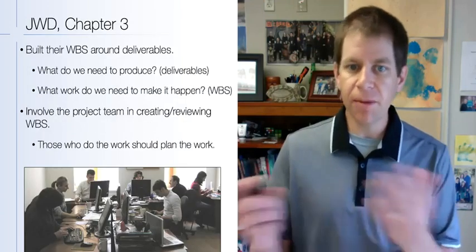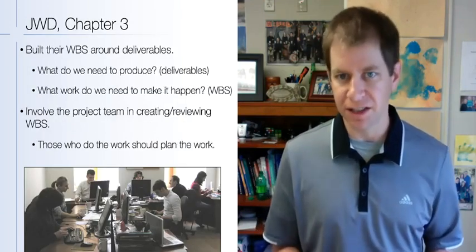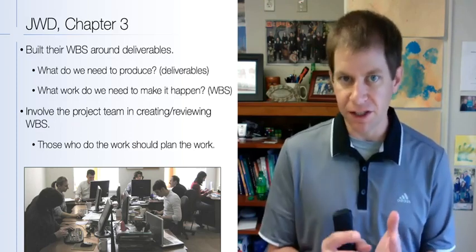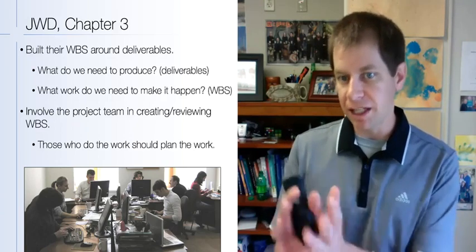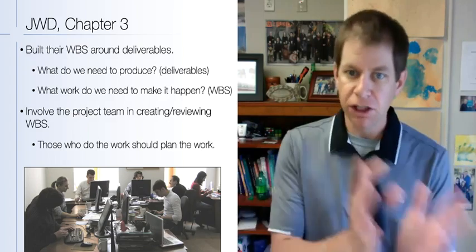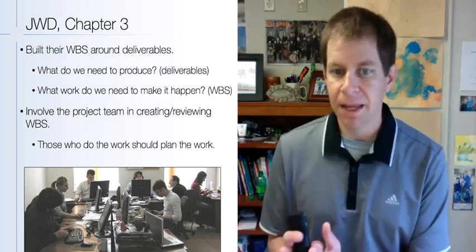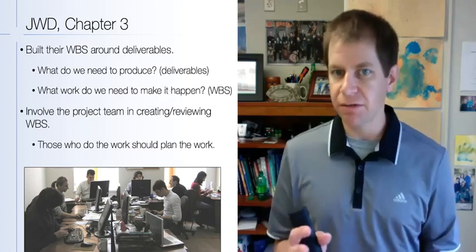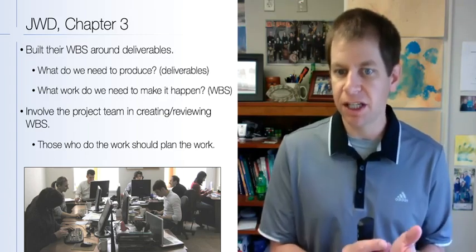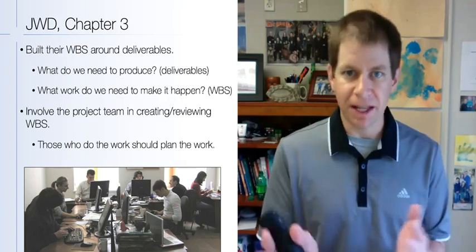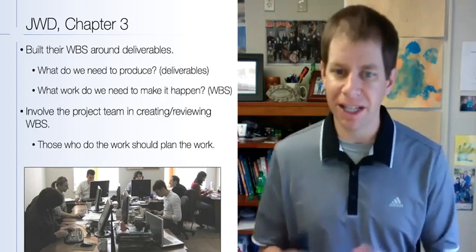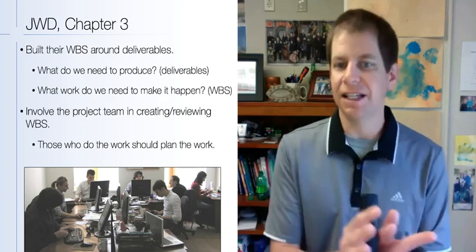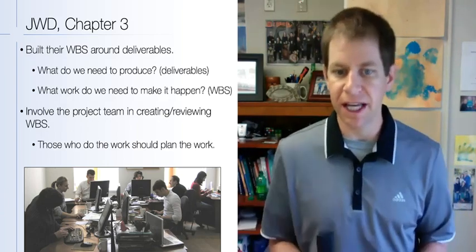So if we go back to Chapter 3, in the Job Well Done consulting case, they built their work breakdown structure around deliverables. And the first thing they did was decide, what do we need to produce? And then what work do we need to do to make that happen? They involved the project team in creating and reviewing the work breakdown structure, which is important because those who plan the work should do the work, or rather those who do the work should help plan the work. It's a symbiotic process. You don't want the people who are planning isolated from the people who are doing.